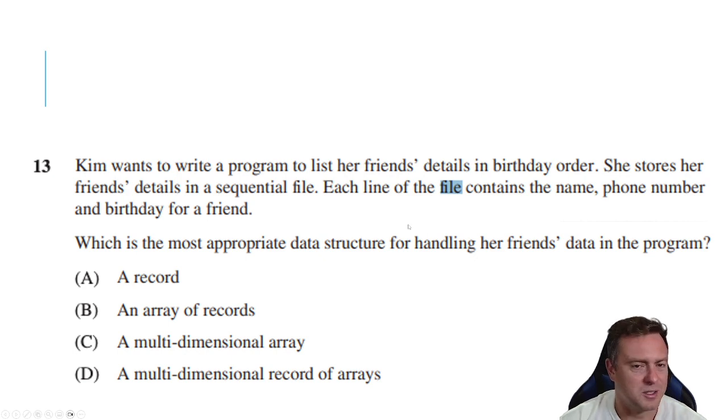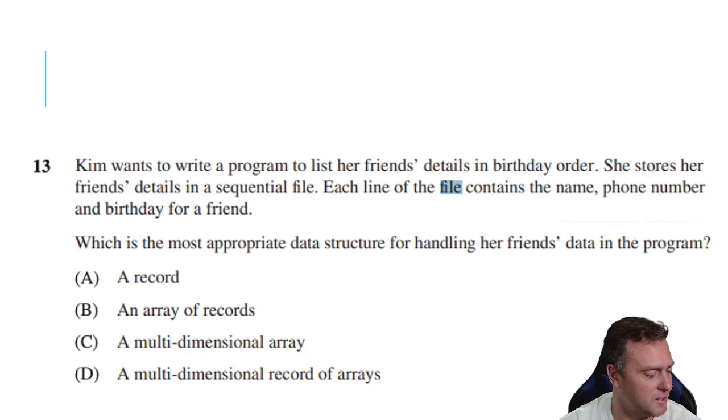So here's a little question from Nessa. Kim wants to write a program with her friends' details in birthday order. She stores her friends' details in a sequential file. Each line of the file contains a name, a phone number, and a birthday for a friend. Which is the most appropriate data structure for handling her friends' data? So each line's got some data, so it's not just the same thing over and over. It's got a name, a phone number, and a birthday. So pause the video and have a think.